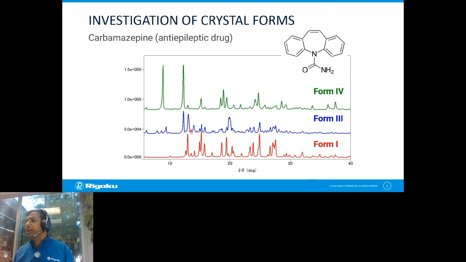For example, form 3 has a different diffraction pattern compared to form 4 or form 1. It's a quick signature of every molecule in XRD. As long as your unit cell and space groups are different, you will get diffraction patterns which are different from each other.